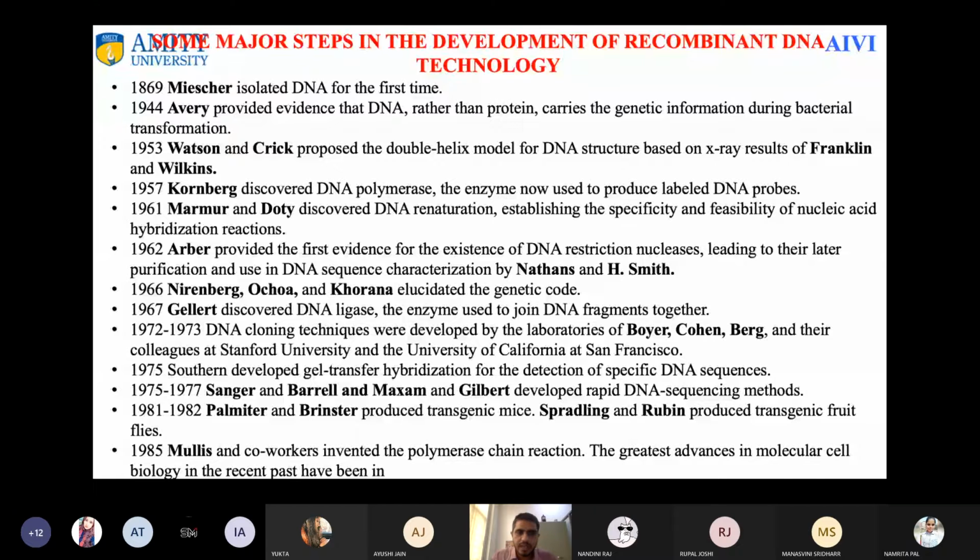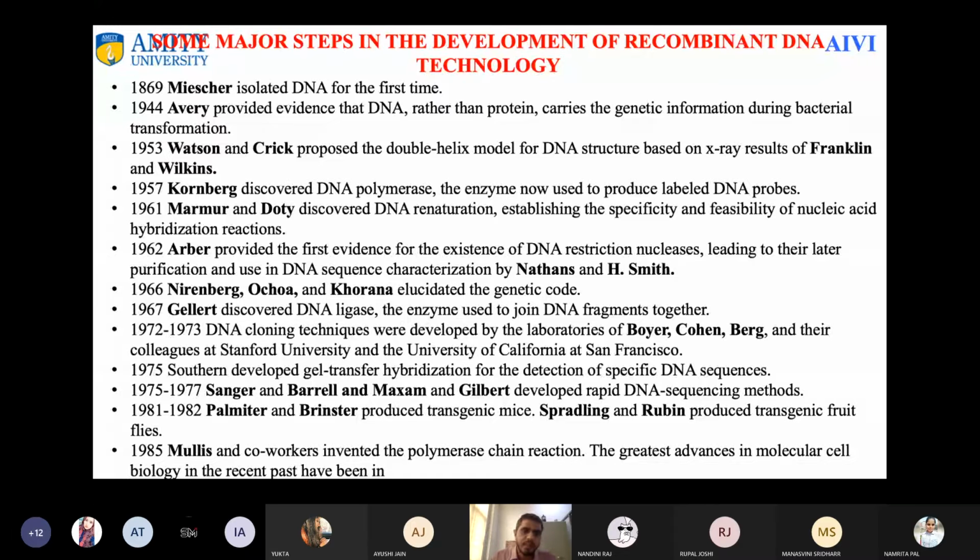Then come to the next year, 1967. Further, a few enzymes were discovered by Gellert. He discovered an enzyme called ligase. The job of ligase is joining. So when you're talking about recombinant DNA technology, you can utilize this enzyme to join two nucleotides, or two strands, or two fragments together. In detail we will study further.